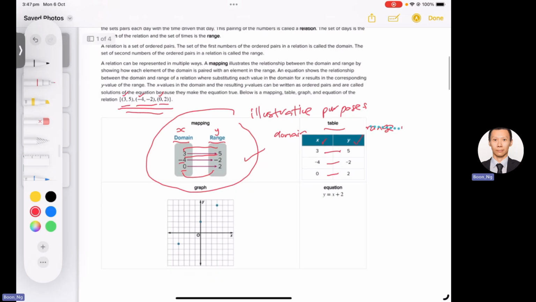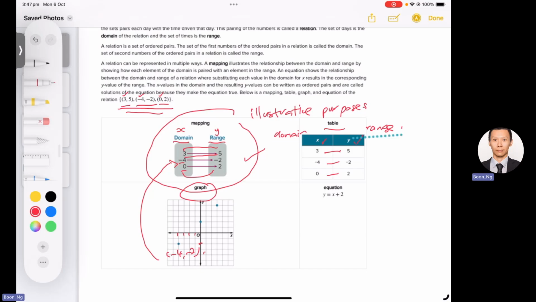Or we can do a graph. You can see this one is -1, -2, -3, -4. Basically, this is -4, -2. Okay, so it refers back to this point.